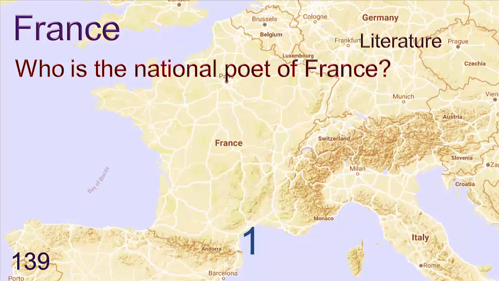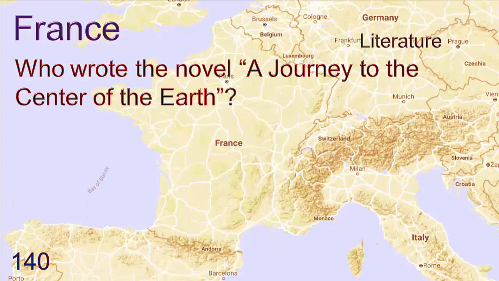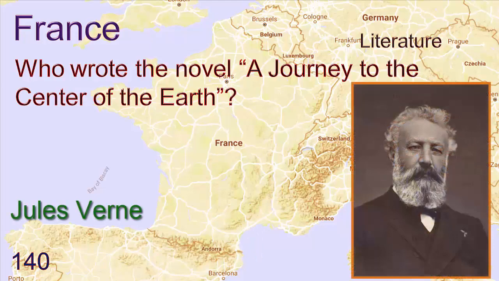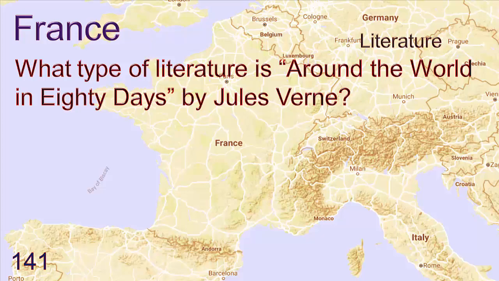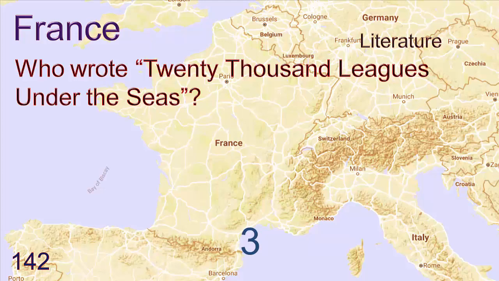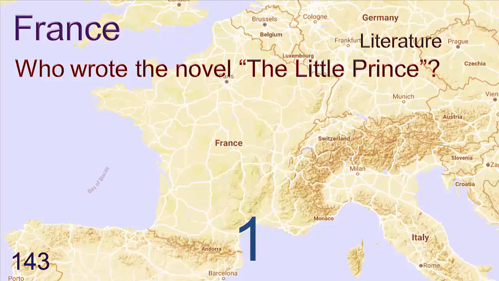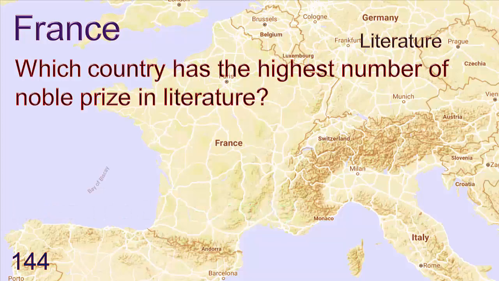Who is the national poet of France? Answer is Victor Hugo. Who wrote the novel A Journey to the Center of the Earth? Answer is Jules Verne. What type of literature is Around the World in 80 Days by Jules Verne? Adventure fiction. Who wrote 20,000 Leagues Under the Sea? Jules Verne. Who wrote the novel The Little Prince? Antoine de Saint-Exupéry.